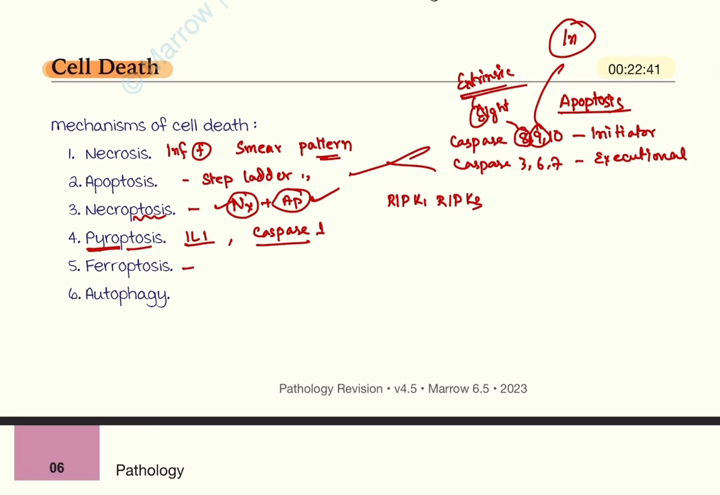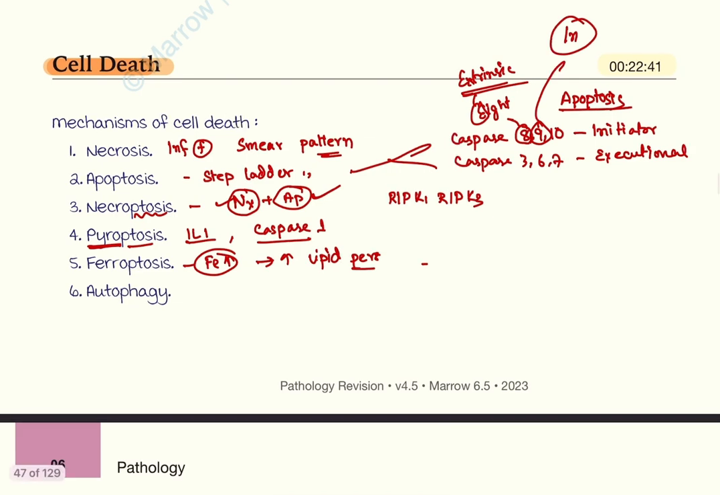In ferroptosis, it is seen in iron overload state, and that increases the unchecked lipid peroxidation. And because of this lipid peroxidation, there will be increased features of inflammation.